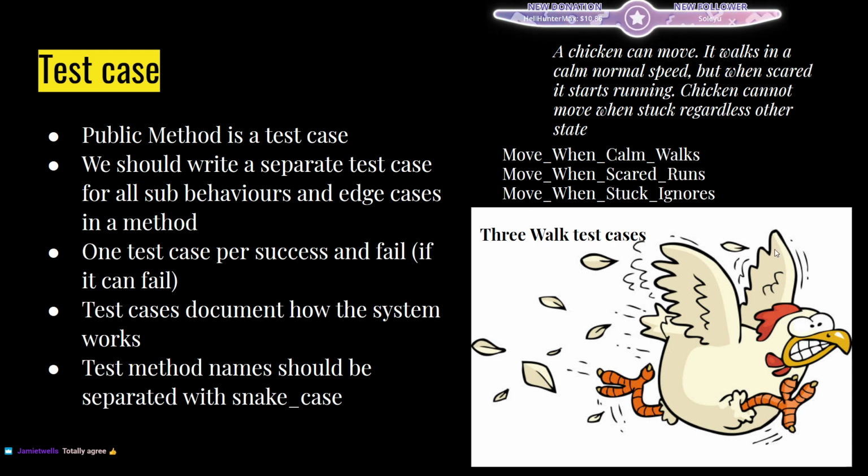So here imagine we have a chicken, and chicken can move based on three conditions. If it's calm when it moves, it just walks. If it's scared when it moves, it runs. When it's stuck, it stops and doesn't move. So it ignores your movement command. And each of those three things are test cases for chicken movement.